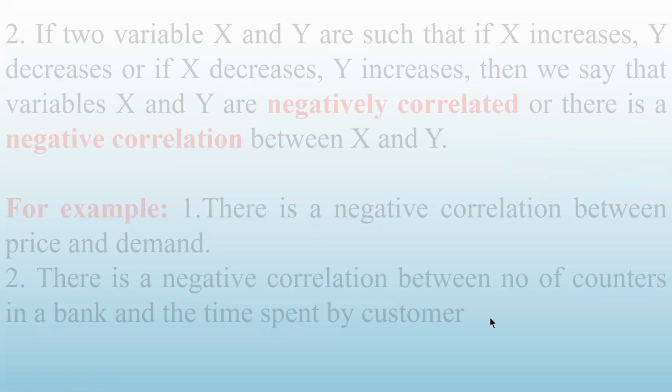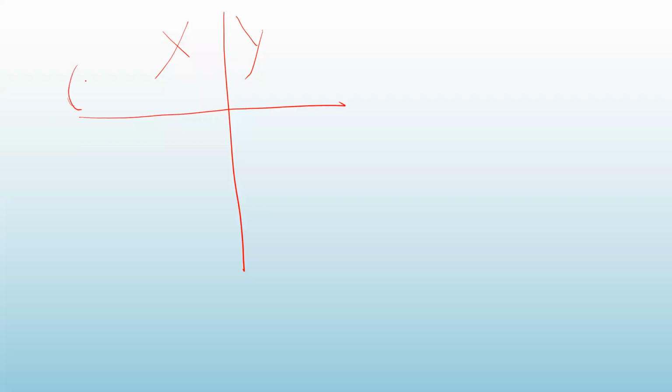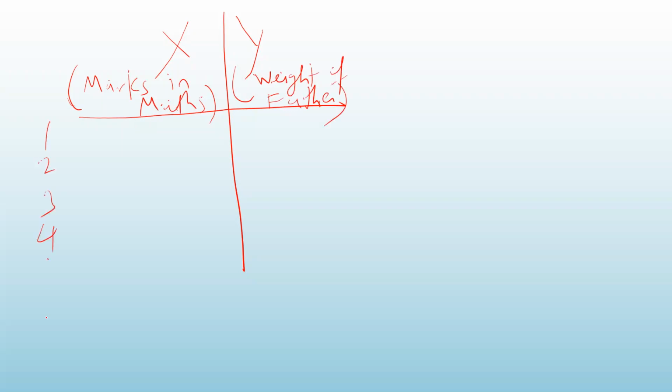See, sometimes it happens that there is no correlation at all between the two variables. For example, suppose I take here the data of some 10 students where X denotes the marks in mathematics and Y denotes the weight of father. I have here the data of say 10 students.